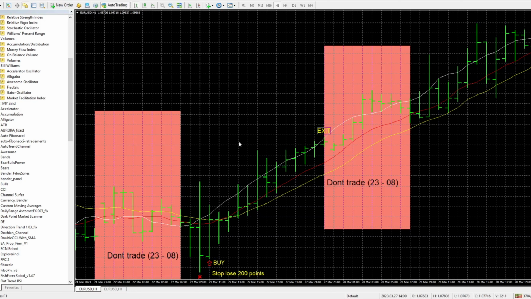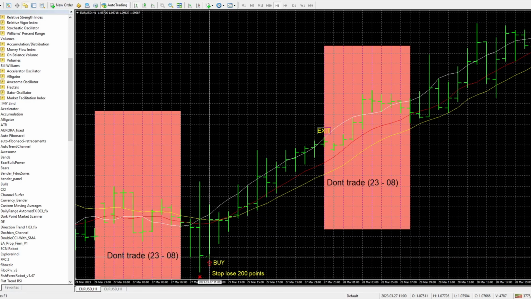Let's come to our rules for entering the trade. If the white line crosses the other two lines in the up direction, we buy. If it crosses in the down direction, we sell. As you can see, we will buy here. We do not trade on the candle where the white line crosses the other two lines; we trade on the second candle.